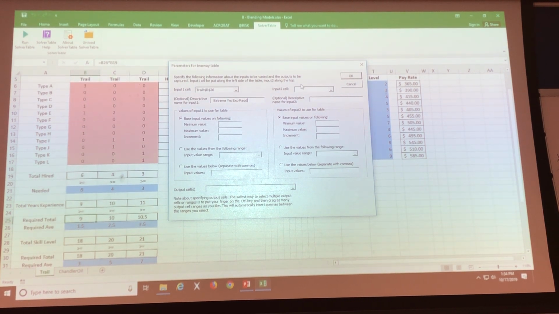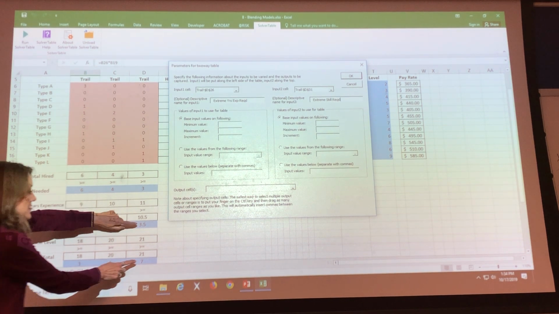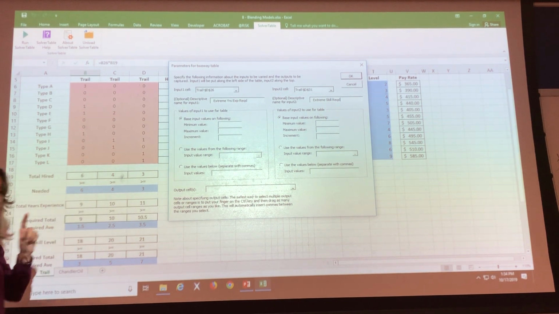So that's one of them. The other one's gonna be D31, which is the one I said a minute ago, the average extreme trail skill requirement. Just kind of getting some names in there. But we are gonna be varying these two, okay?